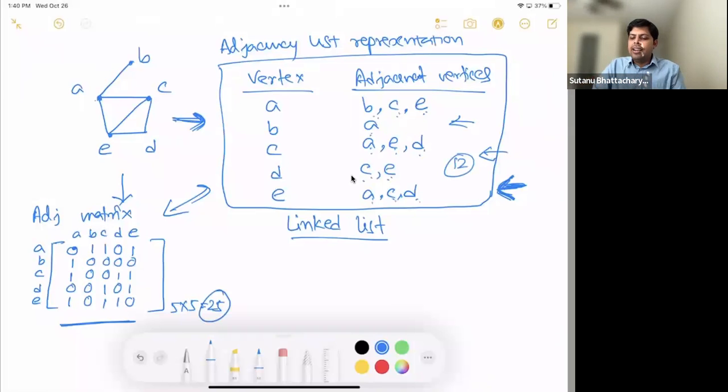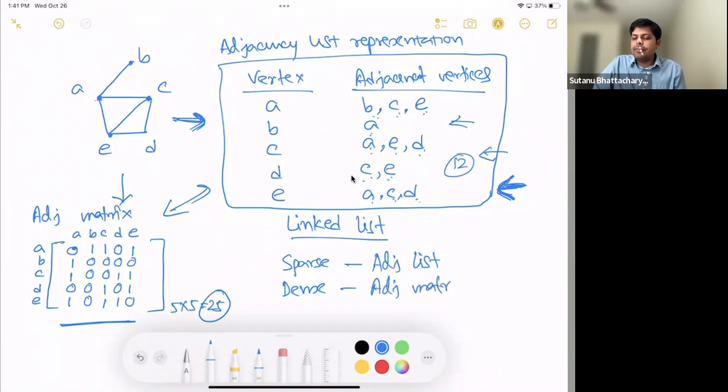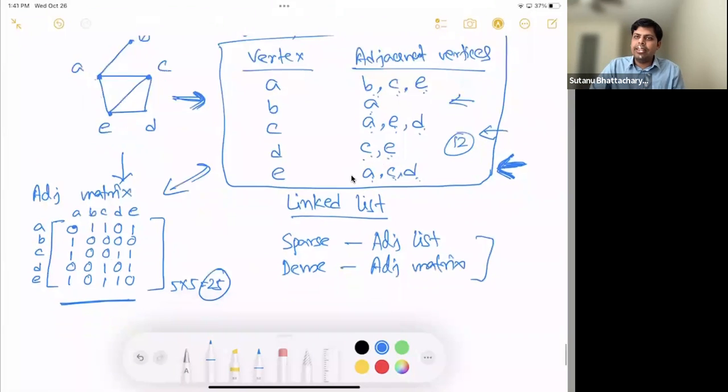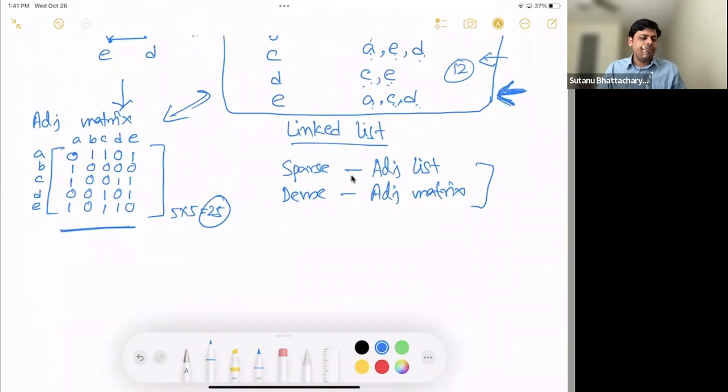So when your graph is sparse, then you will use an adjacency list. And when the graph is dense, meaning lots of edges are there, like a complete graph, then you will use an adjacency matrix. But both are fine to use. Both are very efficient.